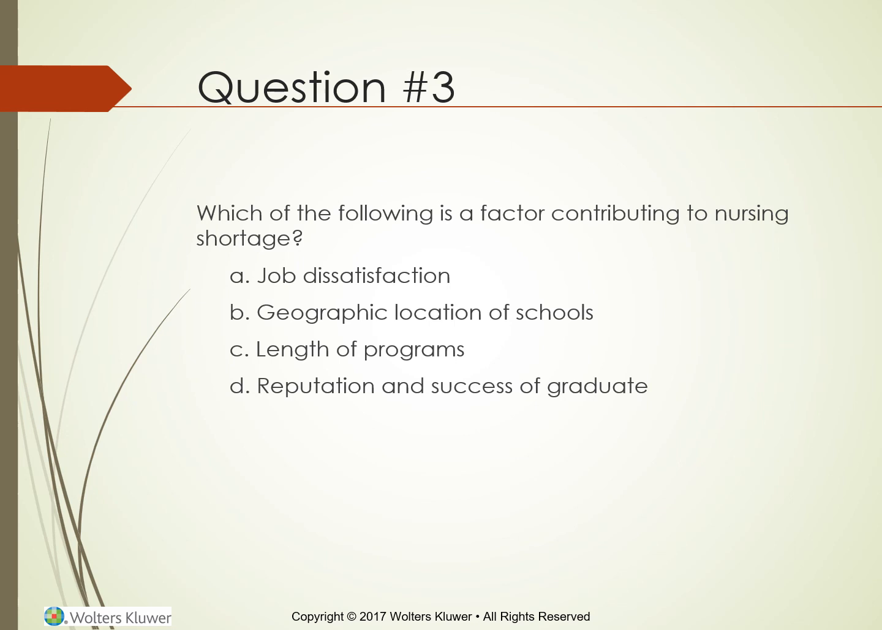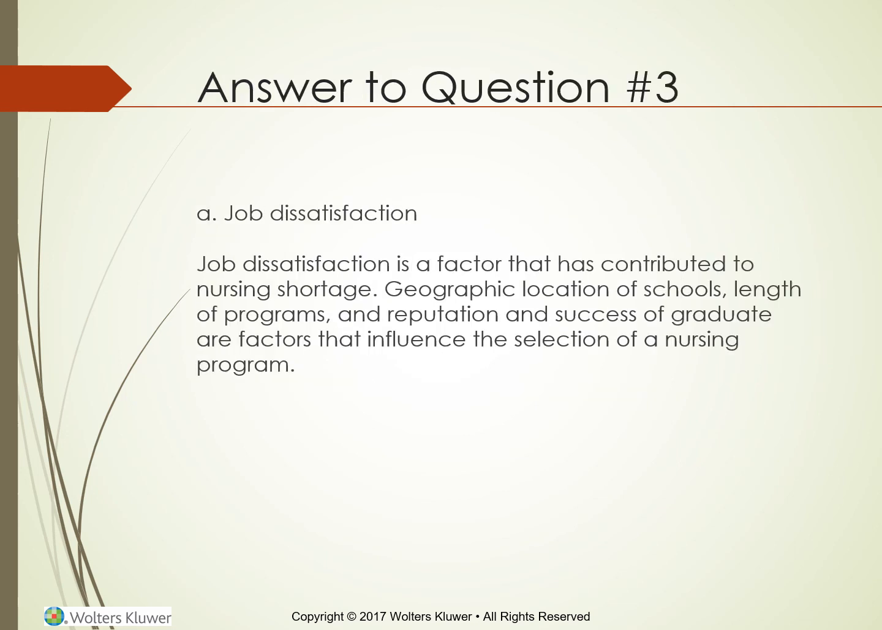Which of the following is a factor contributing to nursing shortage? A. Job dissatisfaction. B. Geographic location of schools. C. Length of programs. D. Reputation and success of graduates. The answer is job dissatisfaction. Geographic location of schools, length of programs, and reputation and success of graduates are all factors that influence the selection of a nursing program.